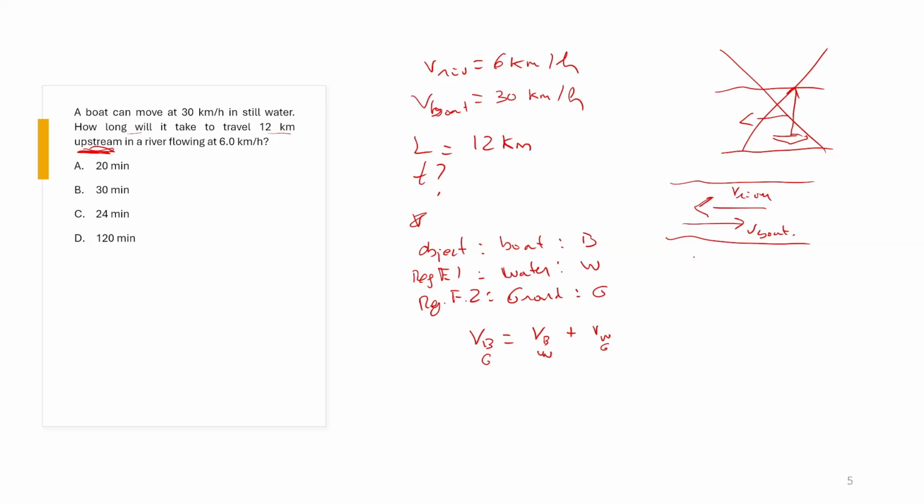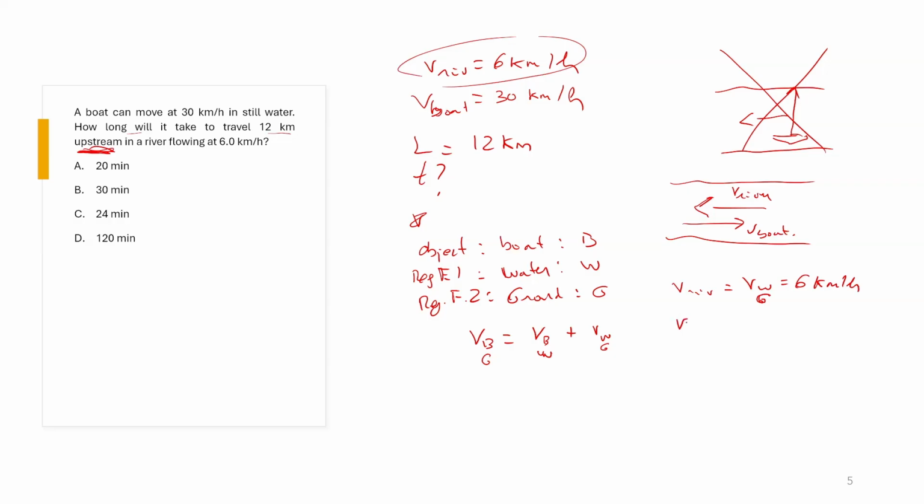So, first thing, how do we identify the velocity of the river? Well, the velocity of the river is the velocity of the water, but it cannot be with respect to the water because nobody is moving with respect to itself, right? So it needs to be the velocity with respect to the ground. And that's going to be 6 kilometers per hour.